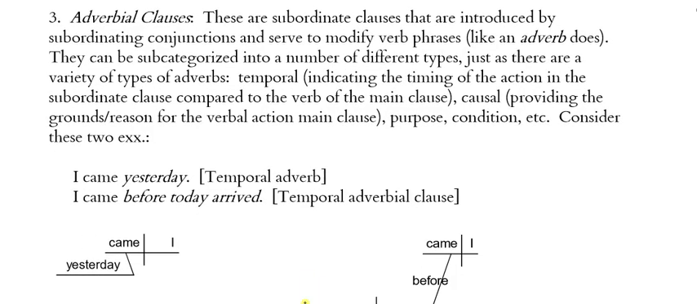So let me give you a couple of examples here. I came yesterday. Yesterday is an adverb, and it's temporal in nature because it indicates the timing of the verb. I came when? Yesterday. Now, I could use the same sentence structure, I came, but instead of using a simple adverb, I could use a whole clause, an adverbial clause. I came before today arrived.